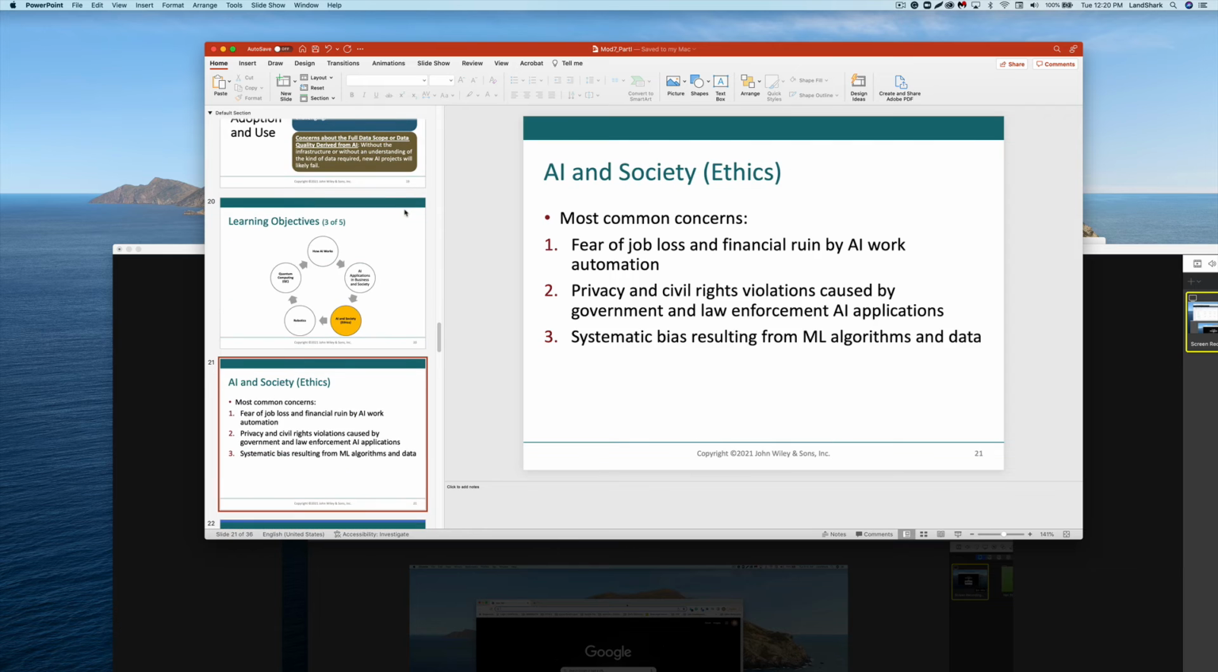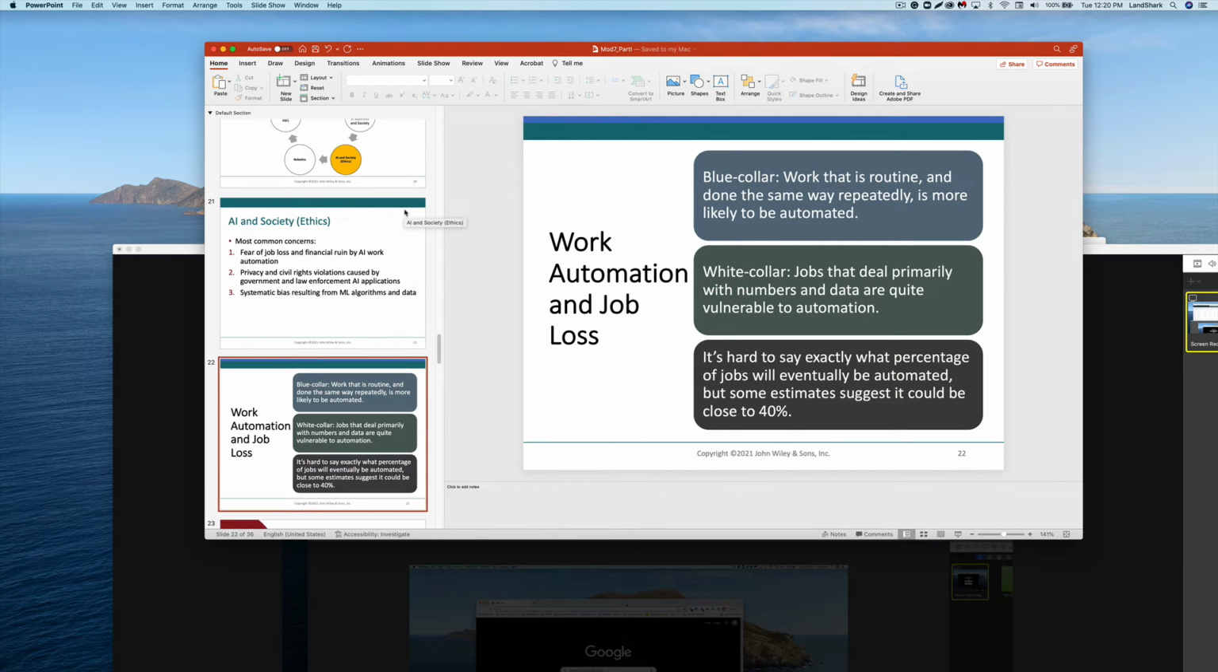AI in society and ethics. Blue collar work that is routine, done the same way repeatedly, is more likely to be automated. So, a task that happens every day. Let's say, for example, you're a data analyst. You come into work every day, and after you check your email, you go pick up a file manually, download it, push a button, it goes through whatever it has to check, and then it pushes to a production system. Well, if you do that every day, you click a button, whatever the case is.